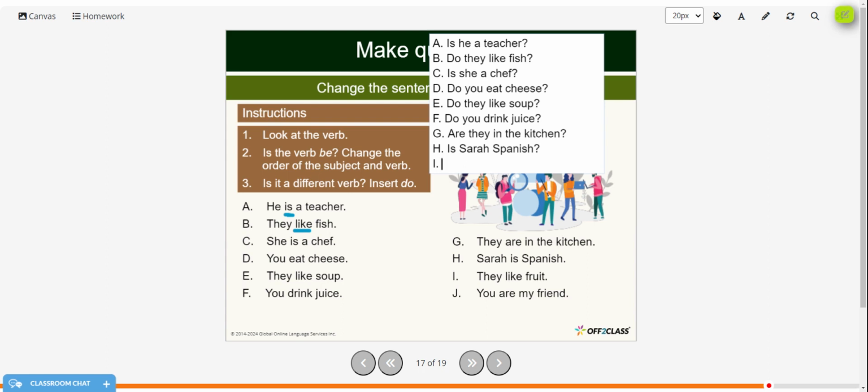Letter I, they like fruit. We find the verb. The verb is like. It is not a form of to be, so we're going to add the word do. Do they like fruit? And letter J, you are my friend. We find the verb. The verb is are. Are is a form of to be, so we're going to change the order of the words. Are you my friend?